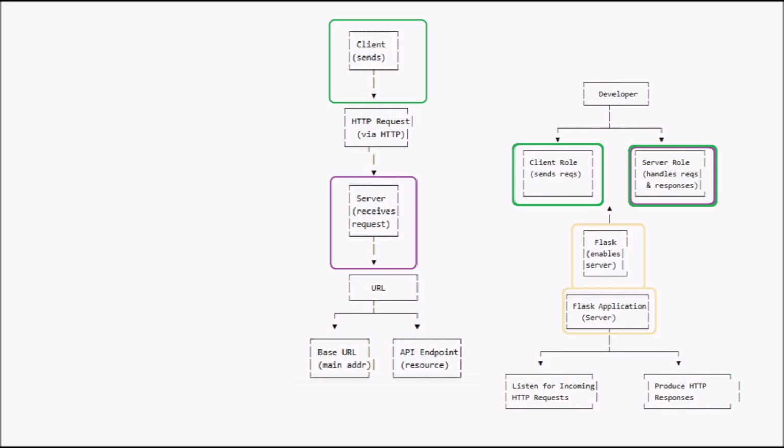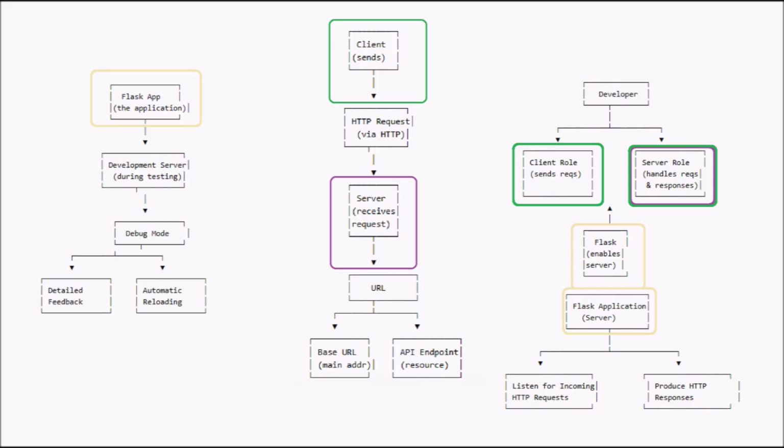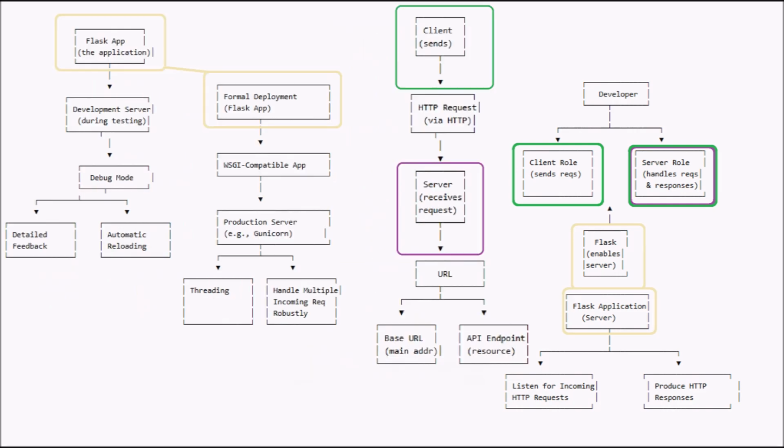A Flask application acts as the server that listens for incoming HTTP requests and produces HTTP responses. The application, often referred to as the Flask app, runs on a development server during testing, with debug mode enabled to provide detailed feedback and automatic reloading. When deployed more formally, the app becomes a WSGI-compatible application and is served by a production server such as Gunicorn, which handles threading and multiple incoming requests more robustly.